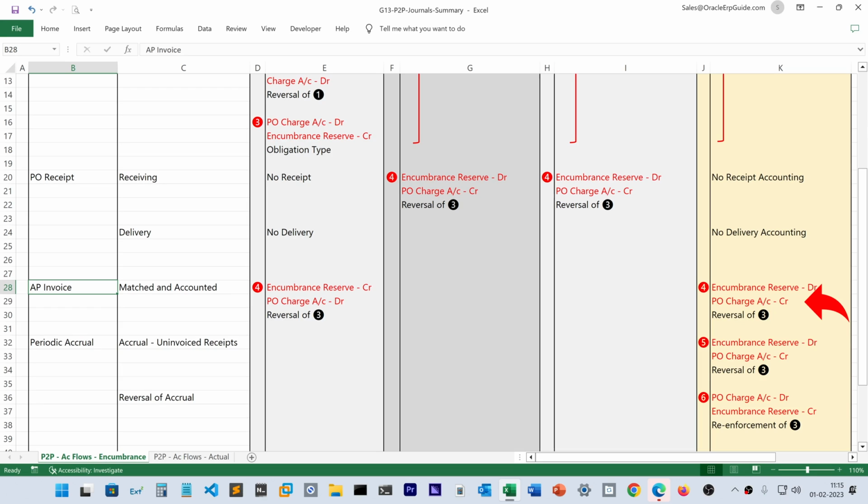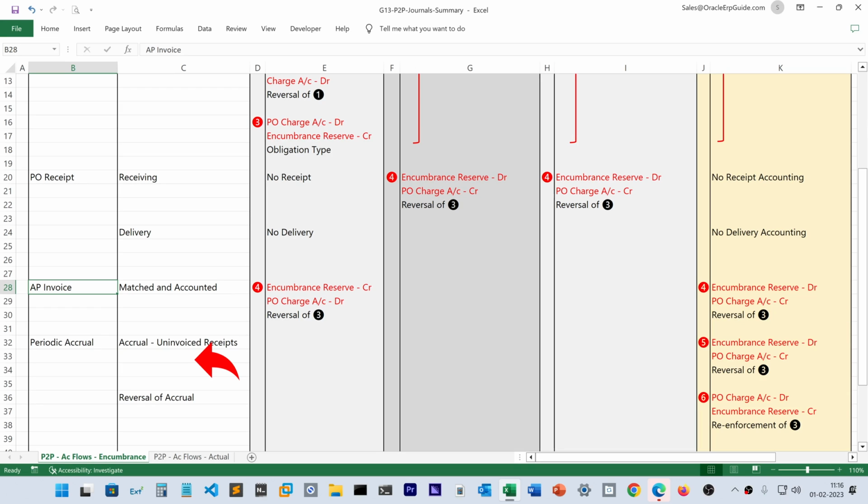Now let us take another case. If you get the AP invoice first before the end of the period, then it will directly reverse the encumbrance of the PO at this stage itself. And at the end of the period, there will be no entries happening here.